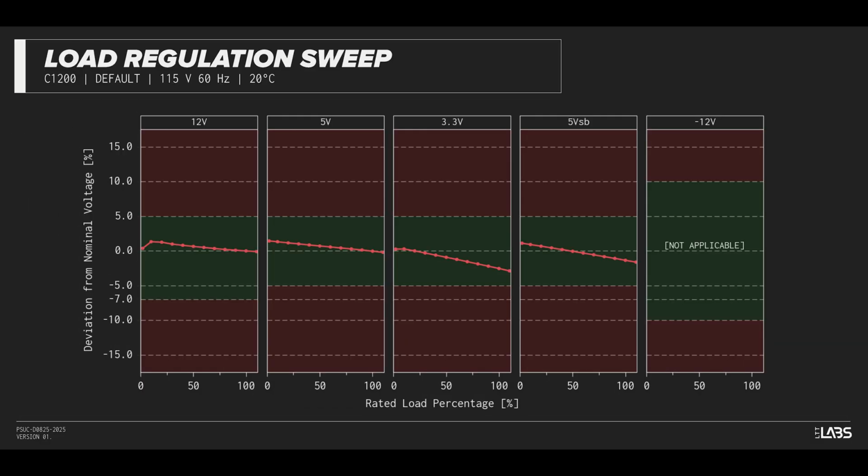Throughout the full rated output power range of 1200 watts, there was a 0.171 voltage drop on the 12-volt rail, inside of ATX specifications and similar to other power supplies we've tested. The rest of the output rails met ATX specifications. This performance is as expected and will support a variety of component configurations.